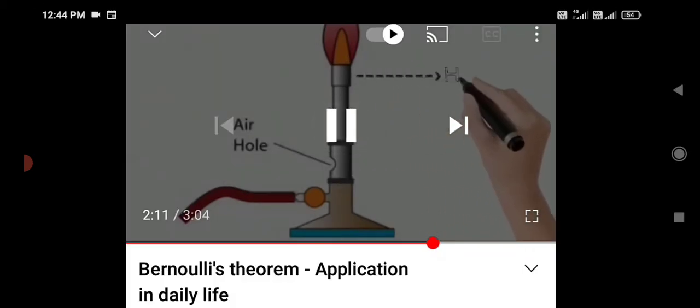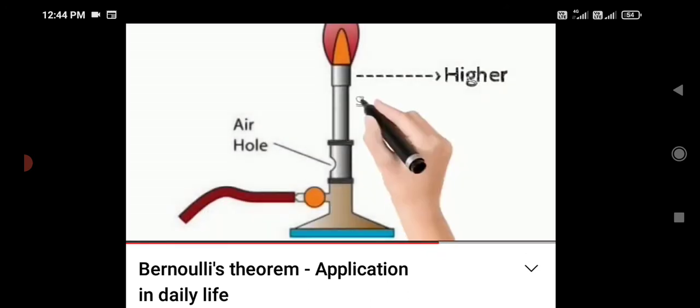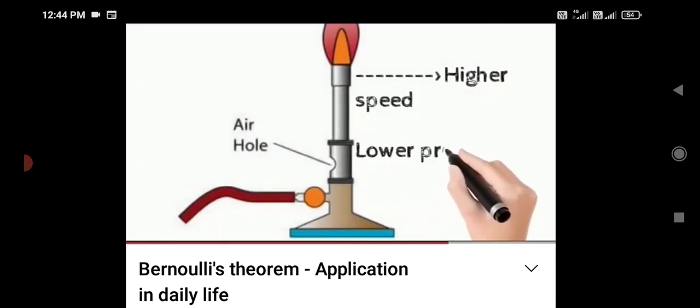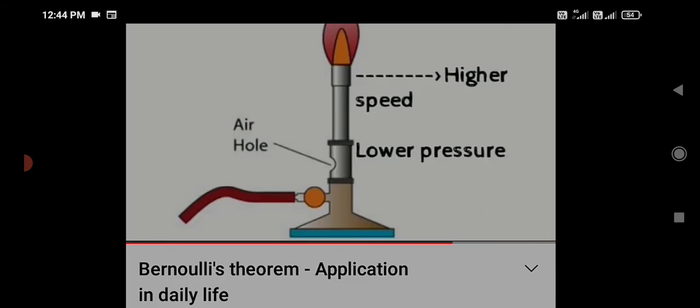Next application, Bunsen flame. How does the Bunsen flame work? You have already seen the Bunsen flame in the chemistry lab, just like a gas stove. How is it possible to bring the flame in a few centimeters? Whenever you switch on the gas stove, the gas rushes out from the nozzle with high speed, low pressure. Then immediately atmospheric air enters with high pressure, low speed.